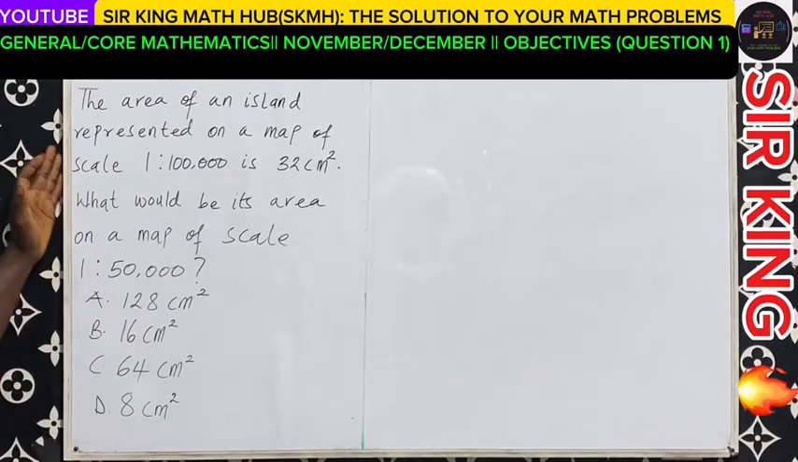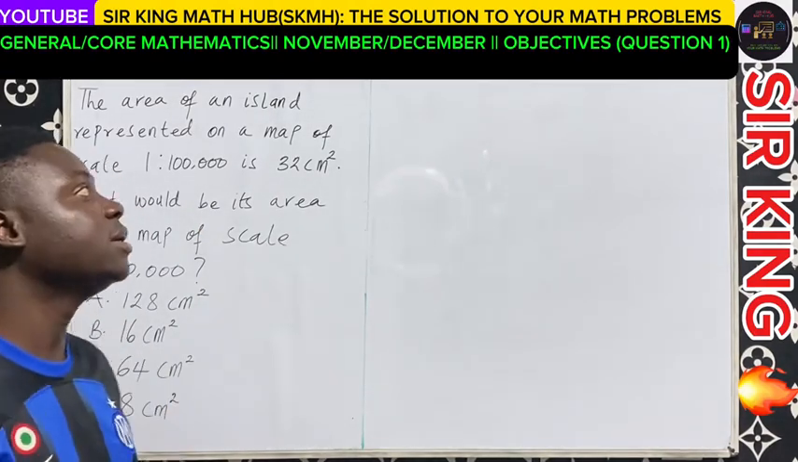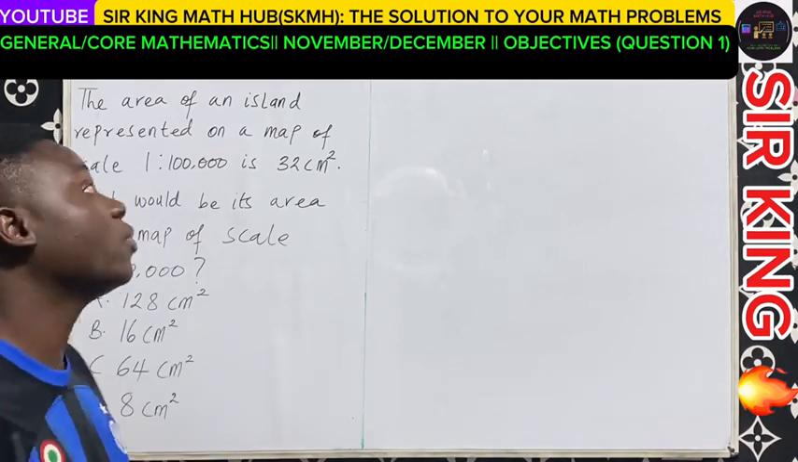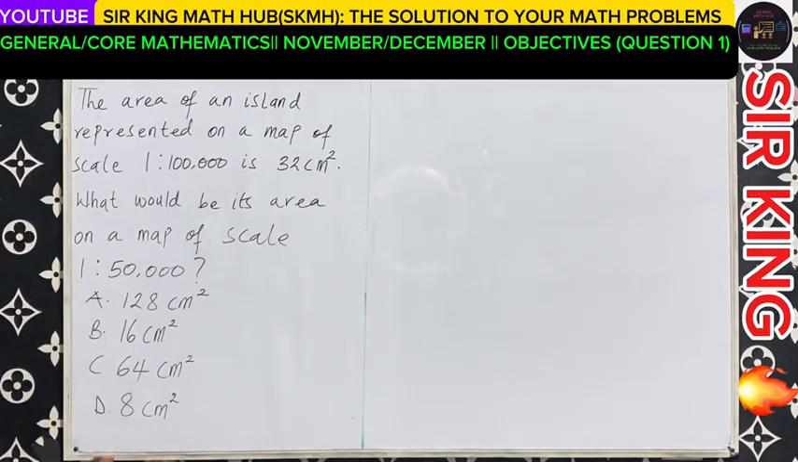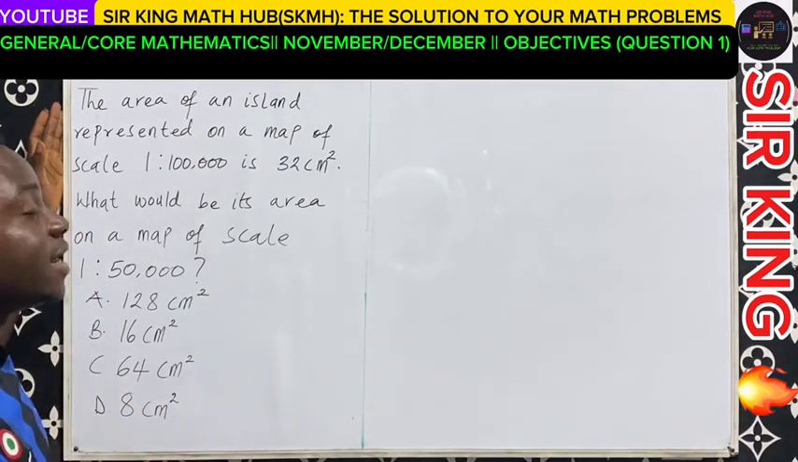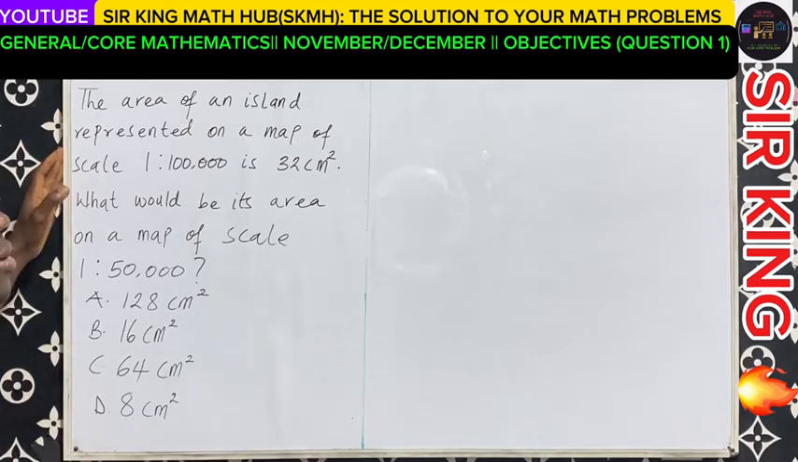Let's quickly solve past questions on general mathematics. This is November-December 2024, objective question 1. I read: the area of an island represented on a map of scale 1:100,000 is given as 32 centimeters squared. What will be its area on a map of scale 1:50,000?